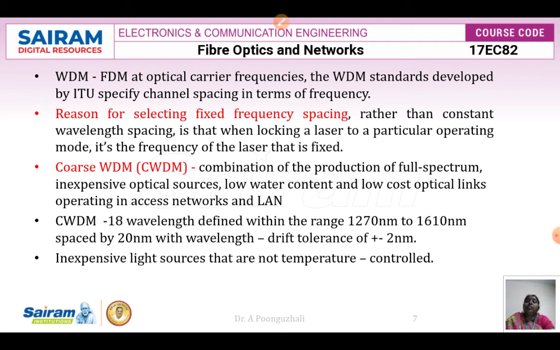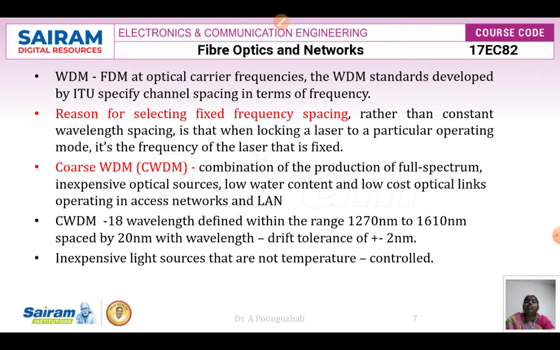So why do we select fixed frequency spacing rather than wavelength? When light propagates inside the fiber, we talk in terms of wavelength, but here we talk in terms of fixed frequency spacing rather than constant wavelength spacing. This is because when a laser is locked to a particular operating mode, its frequency is fixed and not the wavelength. So that is why we select fixed frequency spacing.